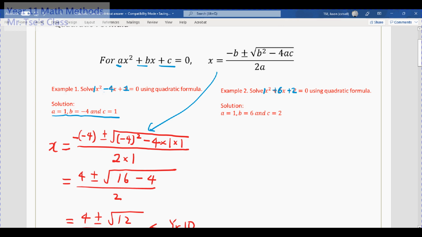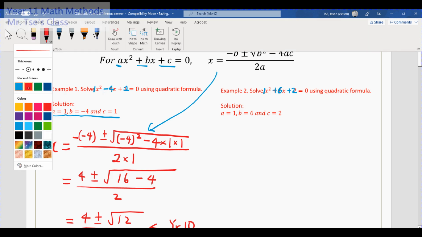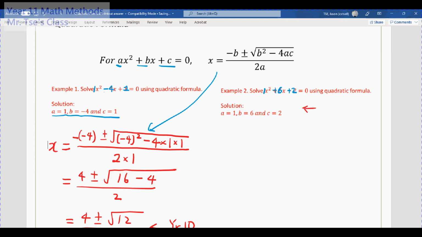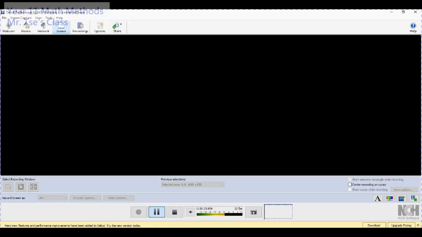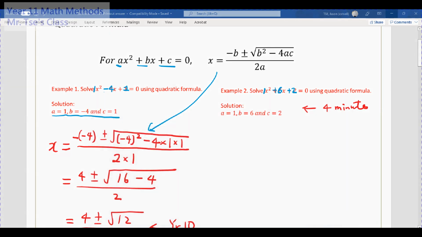As a practice, I would like you to take at least 4 minutes to try to solve this one. Is that okay? Please pause the video and spend 4 minutes on this question. It shouldn't be too difficult. All you need to do is put the numbers into the formula, right?